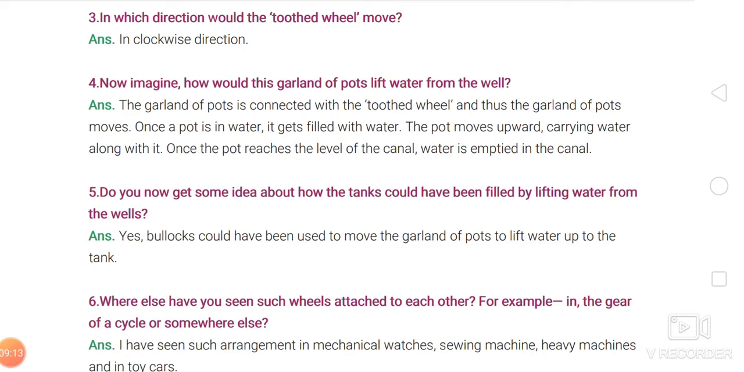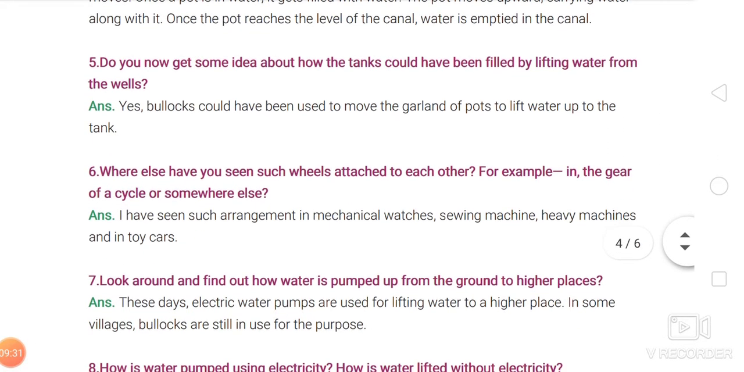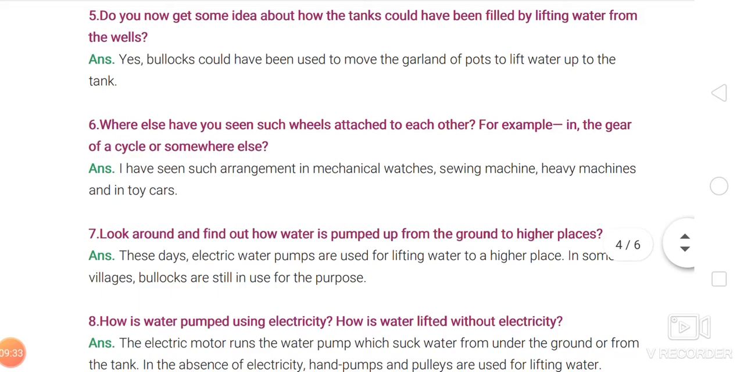Once a pot is in water, it gets filled with water. The pot moves upward, carrying water along with it. Once the pot reaches the level of the canal, water is emptied in the canal. So this is how it goes. Side by side, see the picture in your textbook and read this answer.